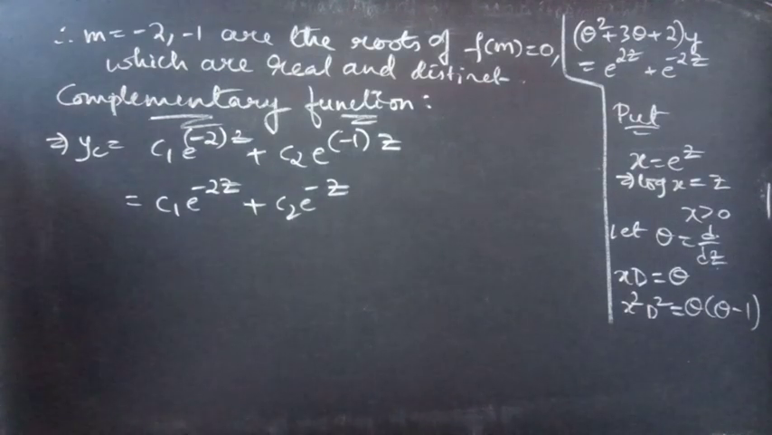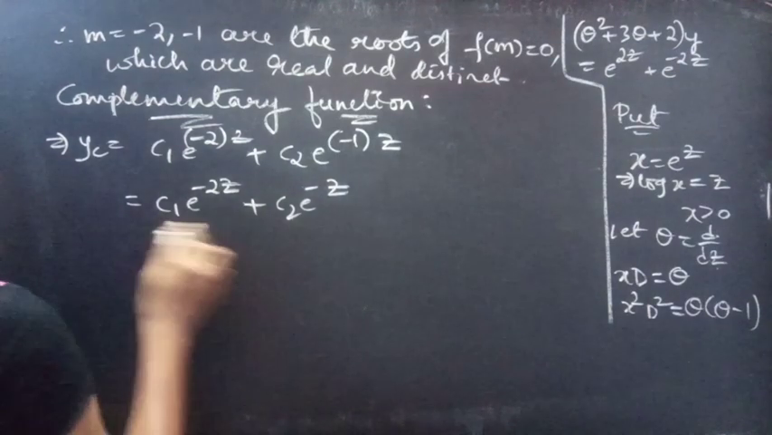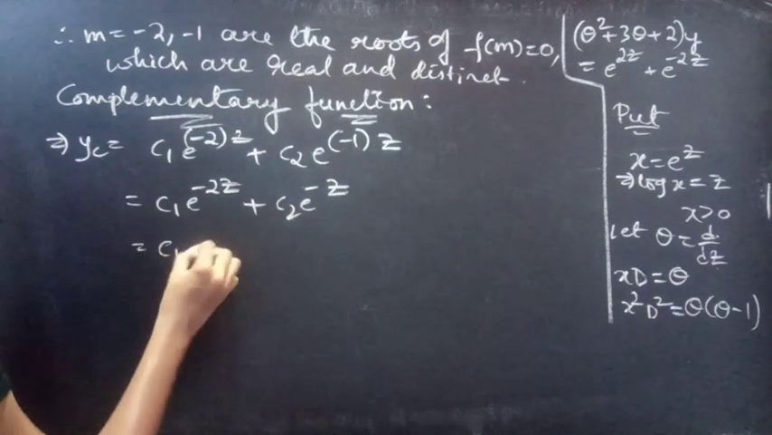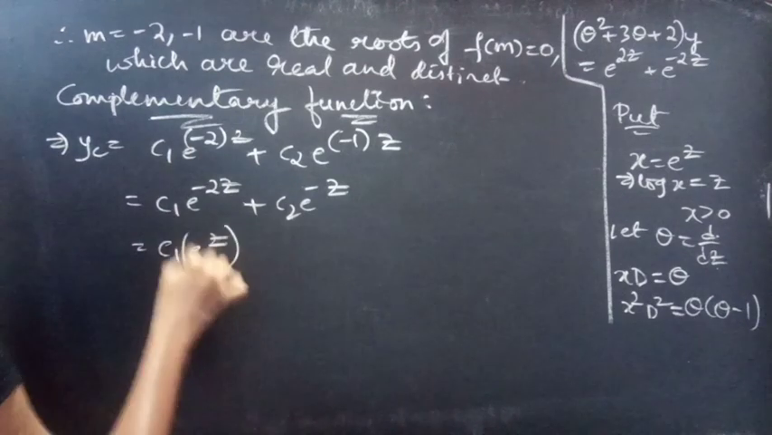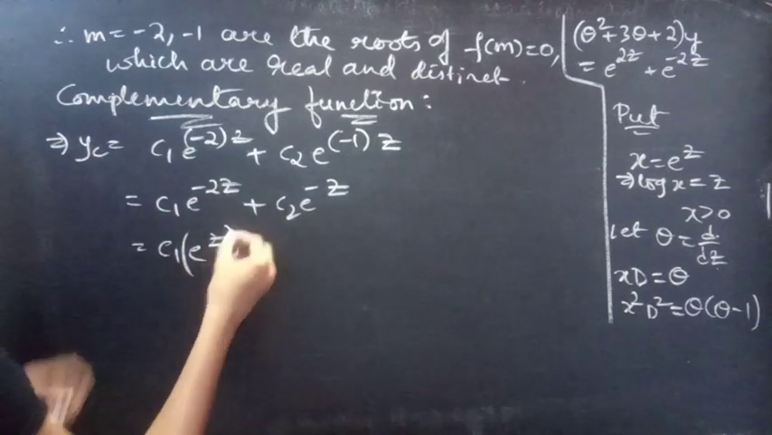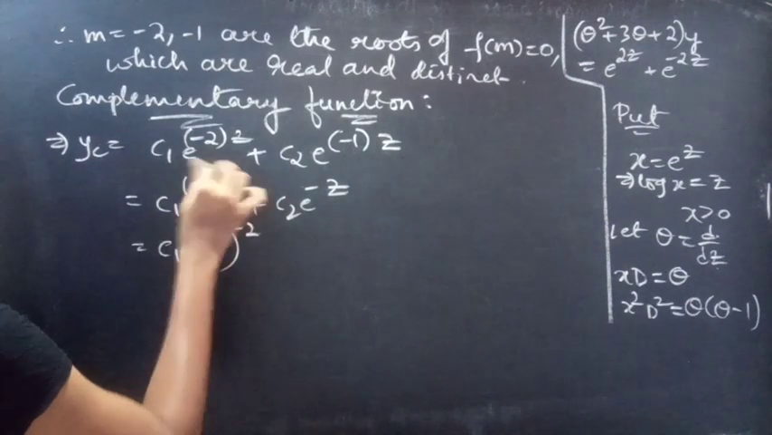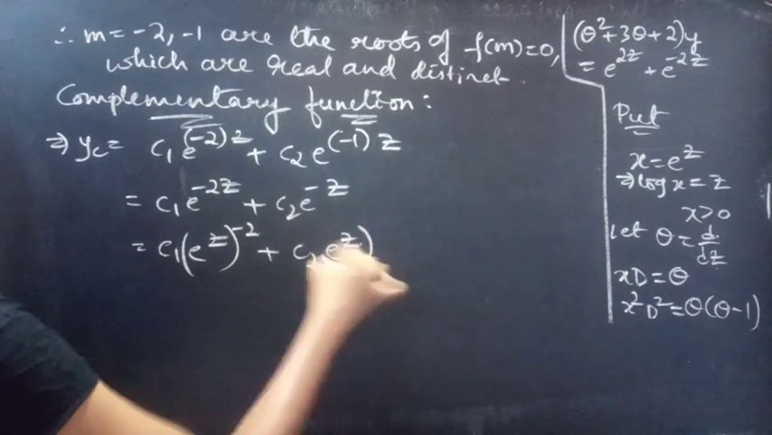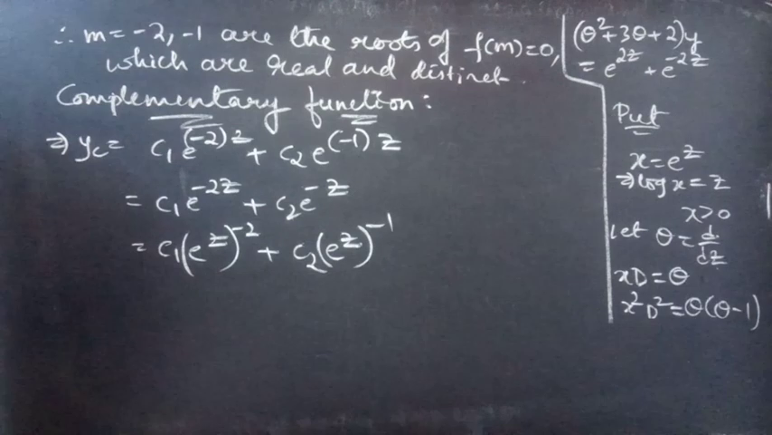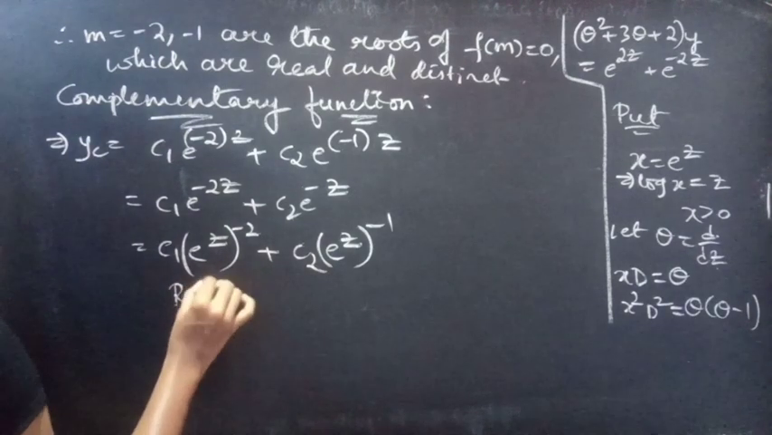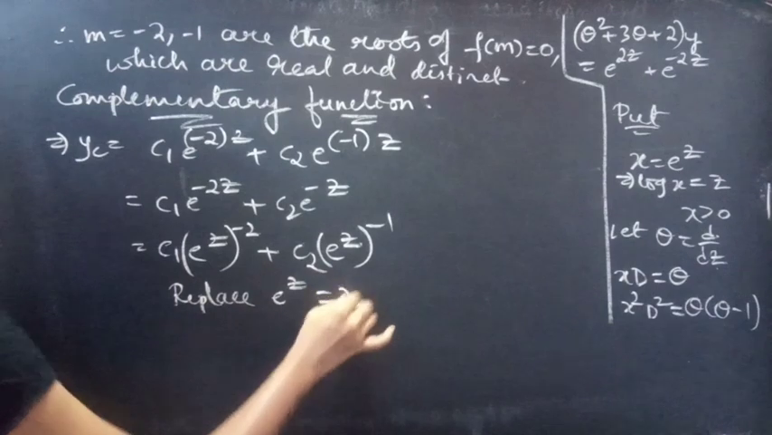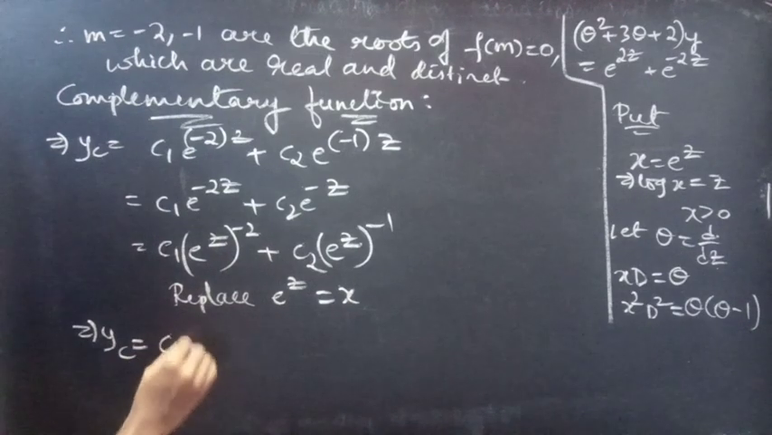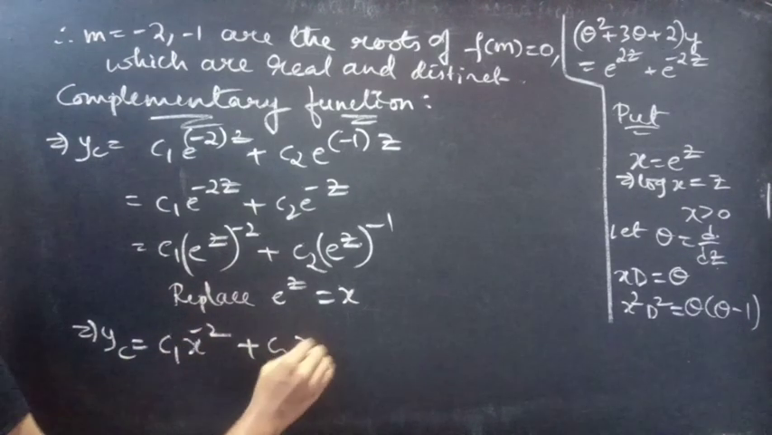Now let's write this in terms of x. We have it in terms of z, and we'll change it to x. To do that, let's write e power minus 2z as (e power z) whole power minus 2, plus c2 into e power minus z as (e power z) whole power minus 1. Now it's easy to replace e power z by x. Then yc becomes c1 x power minus 2 plus c2 x power minus 1.